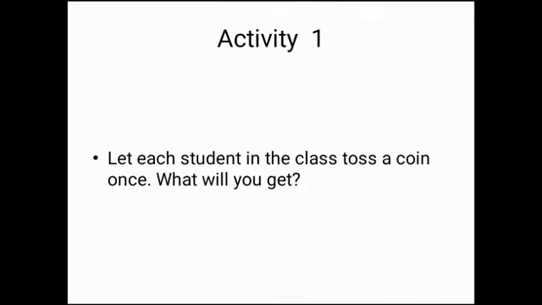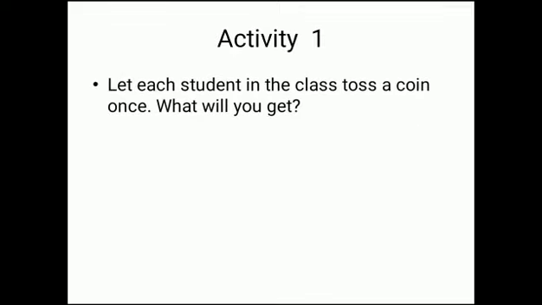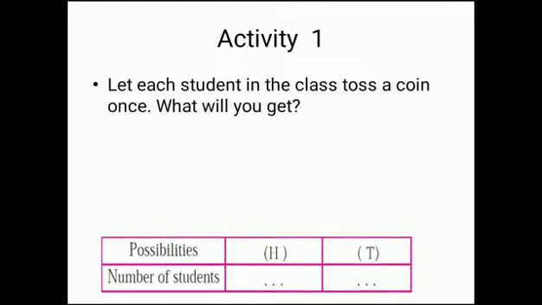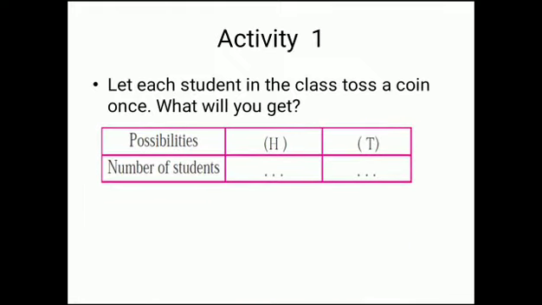Let's see two activities. Activity 1. Let each student in the class toss a coin once. What will you get? So, let's see the possibilities. Here, some students will get head and the remaining students will get tail. And we can write the number of students getting head in the first column and the number of students getting tail in the second column.